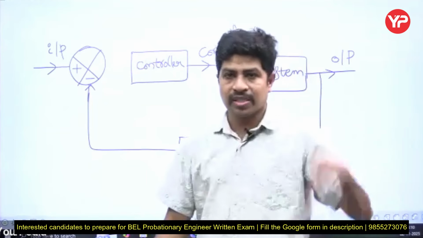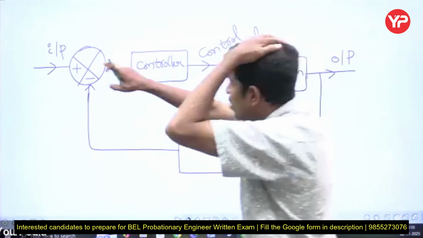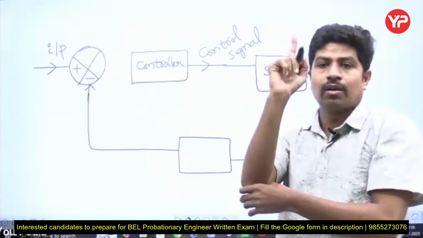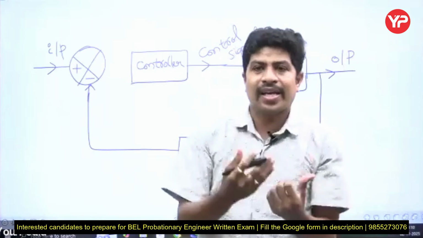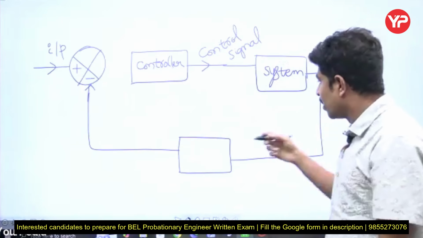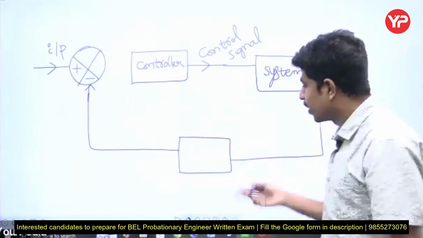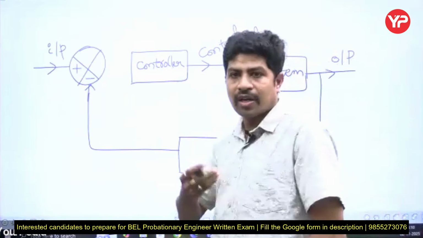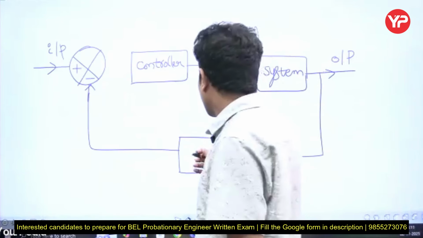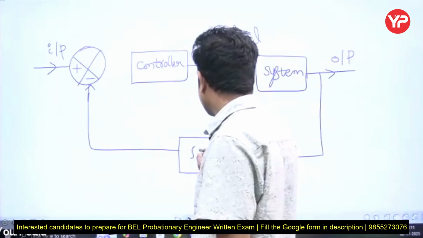I will tell you. See, the input is electrical, the output is mechanical rotation of the fan. One is electrical, one is mechanical. If you want to compare, one electrical and one mechanical, definitely I need to convert this mechanical into electrical. That is possible with the help of something called a tachometer. Simply, I'll call this one the feedback.